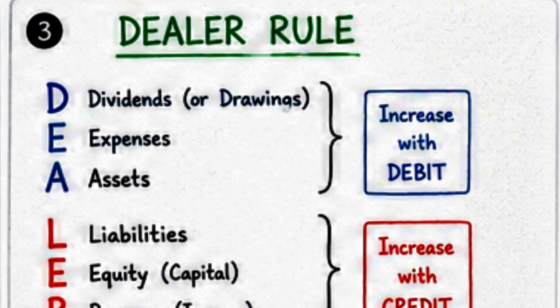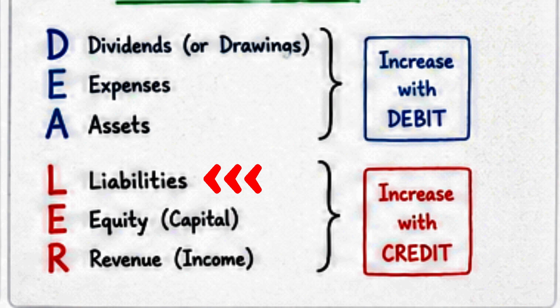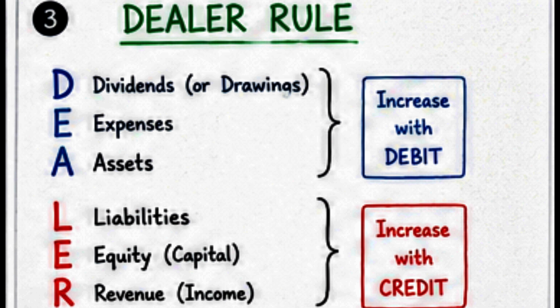Let's introduce you to the word DEALER. Here, D is equal to dividends or drawings. E is equal to expenses. A is equal to assets. These increase on the debit side. On the other hand, L is equal to liabilities, E is equal to equity, R is equal to revenue. These increase on the credit side. If you remember DEALER, you will remember the basic rules of debit and credit.